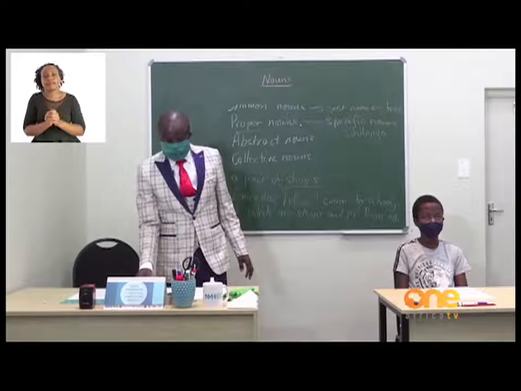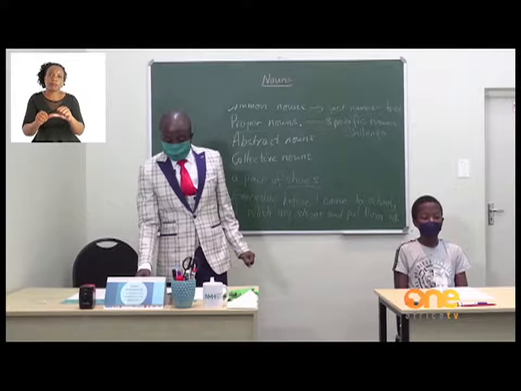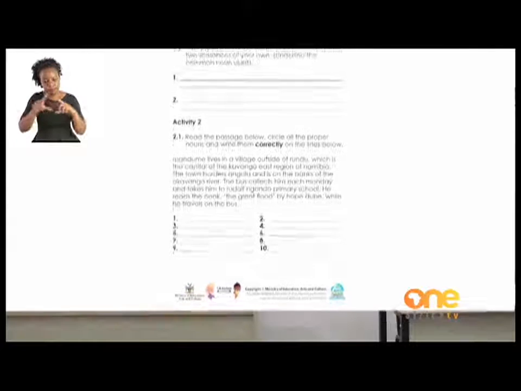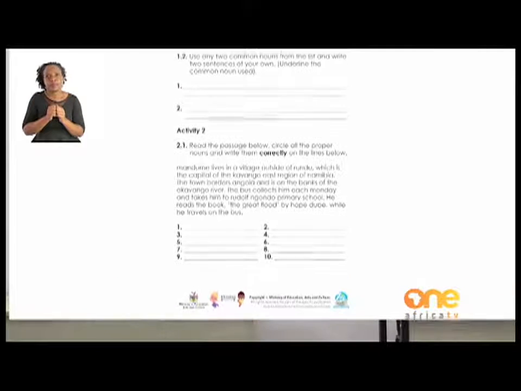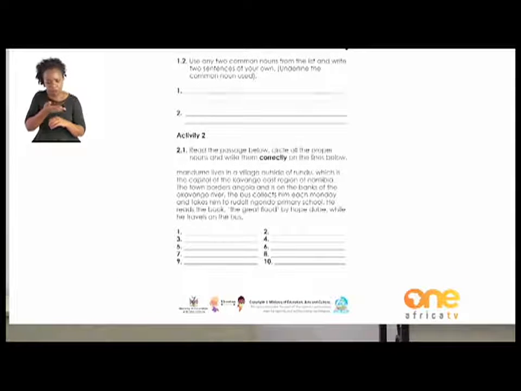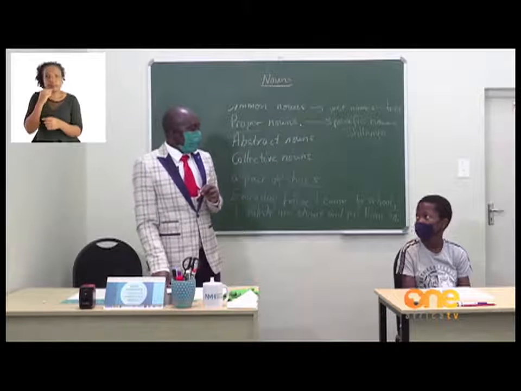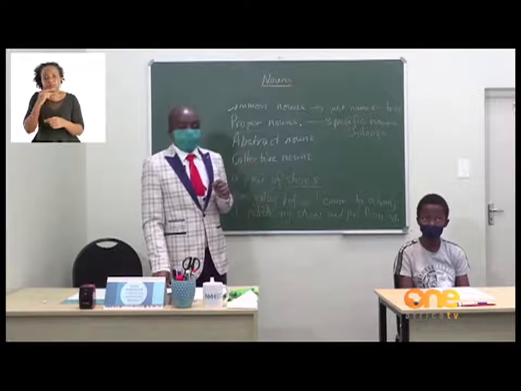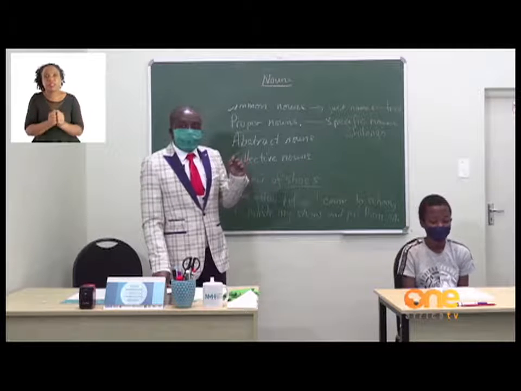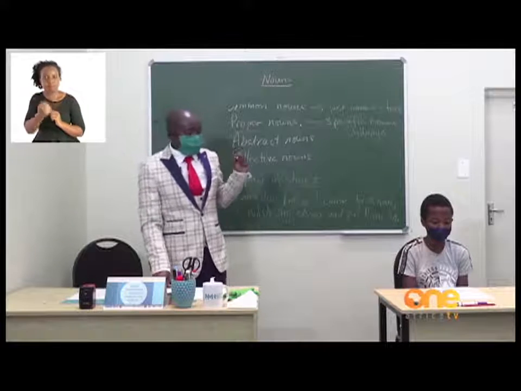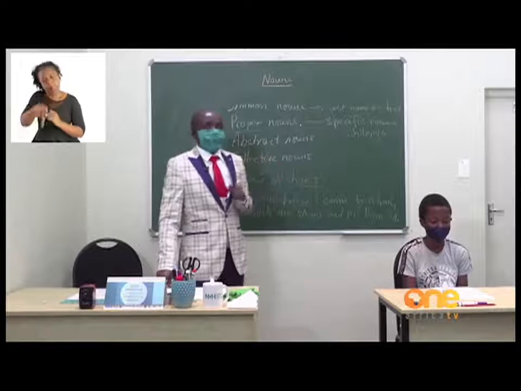All right. Let's move on to activity 2. Read the passage below. Circle all the proper nouns and write them correctly on the lines below. Remember, we said proper nouns are specific names, like names of people. And therefore, they must begin with a capital letter whenever you write them. Make sure you begin with a capital letter.